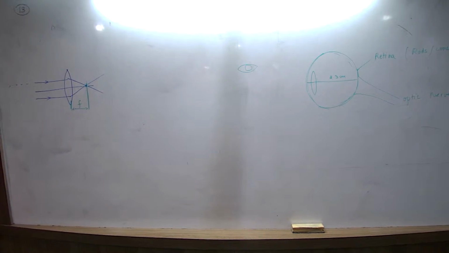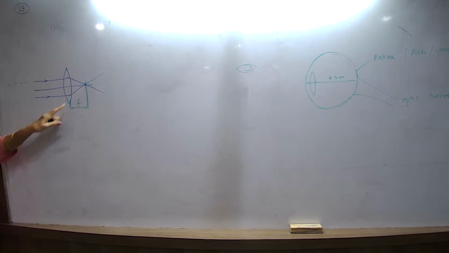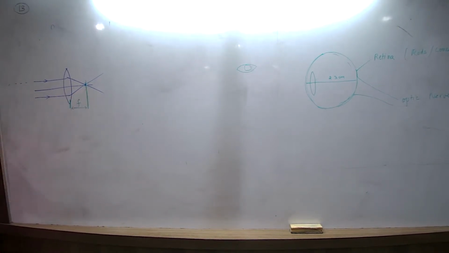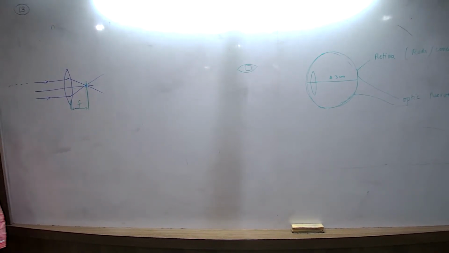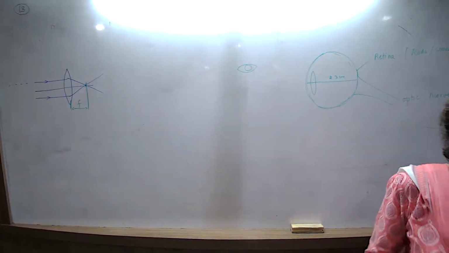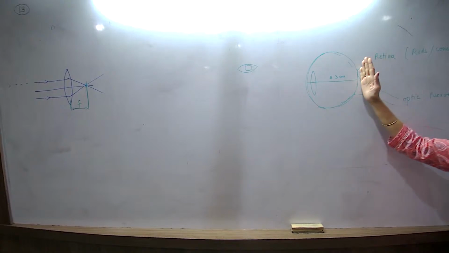Where is the image formed? At the retina. Where is the image formed here? On the screen that I see here. So what is the screen like? Exactly. If your retina itself is the screen, did you get it? This retina is the screen.